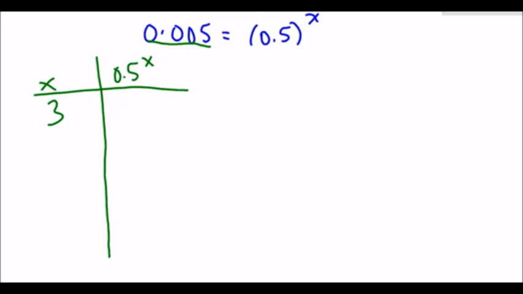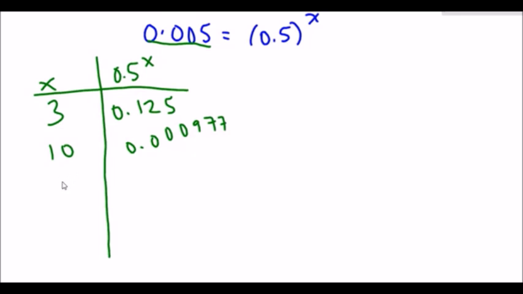So 0.5 to the 3 is 0.125. So I've got to go bigger. Let's go 10. So 0.5 to the 10 is 0.00097. So now I'm way too small. So somewhere between 3 and 10.